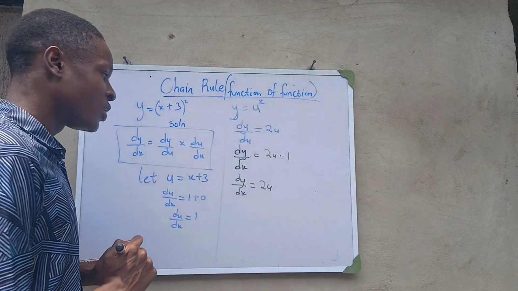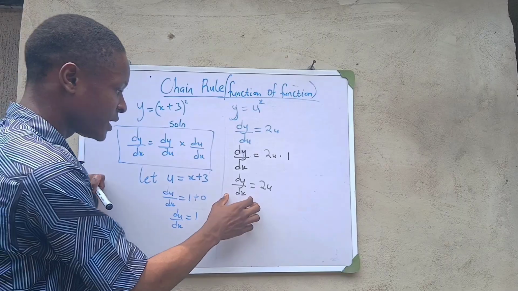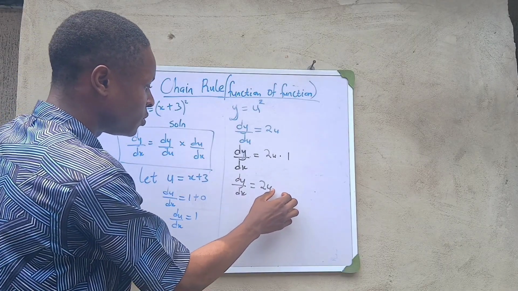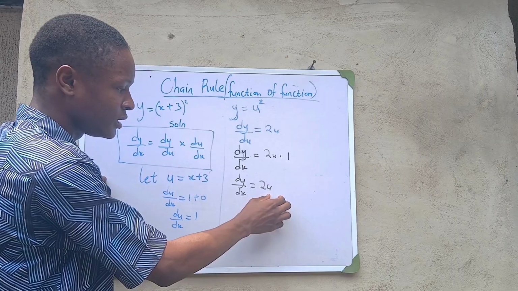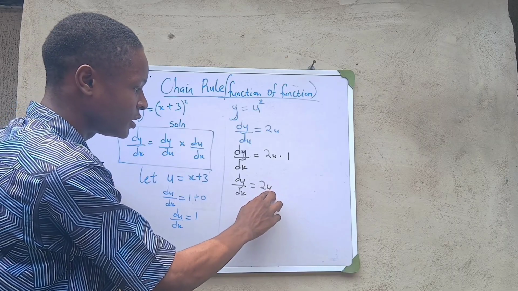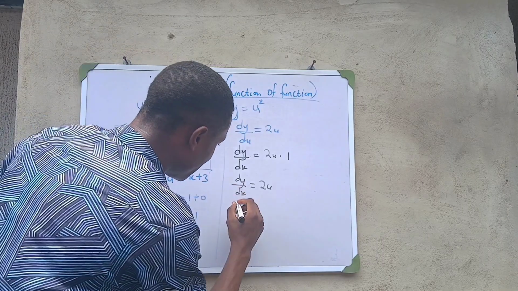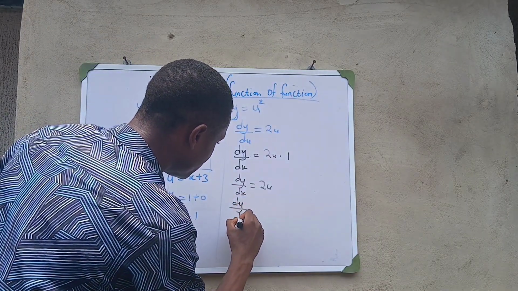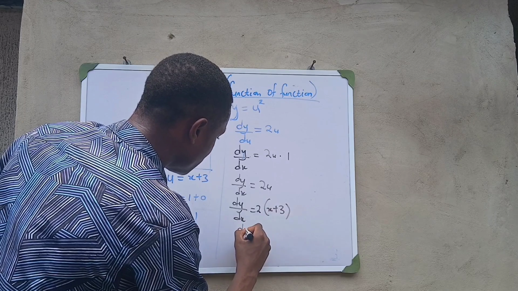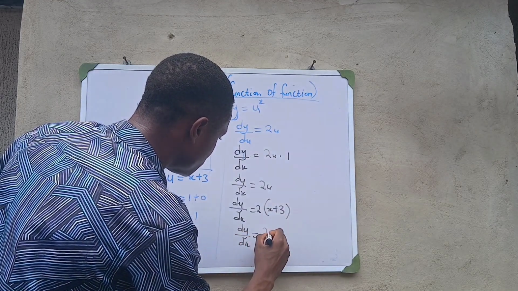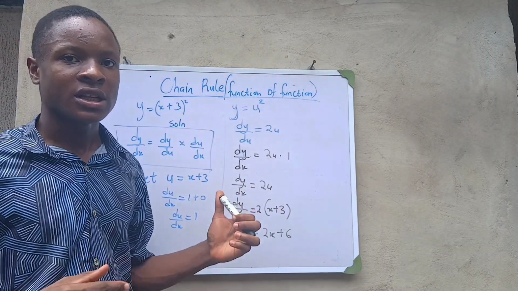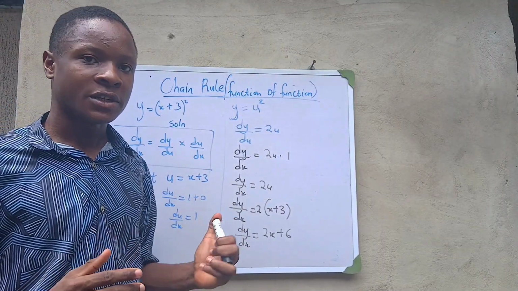But if you look, we are meant to express our differentiation with respect to x. So we don't need to have u in it. So for us to do that, we have to change u back to this. So we have dy over dx is equal to 2 into (x plus 3). So our dy over dx is equal to 2x plus 6. So that's our answer. Now let's go to another example of chain rule.